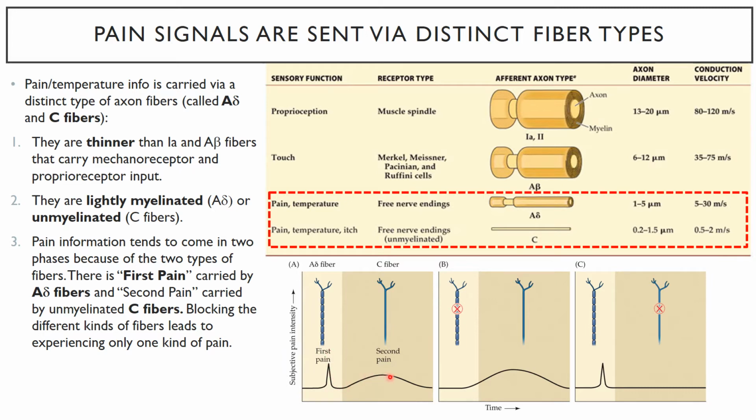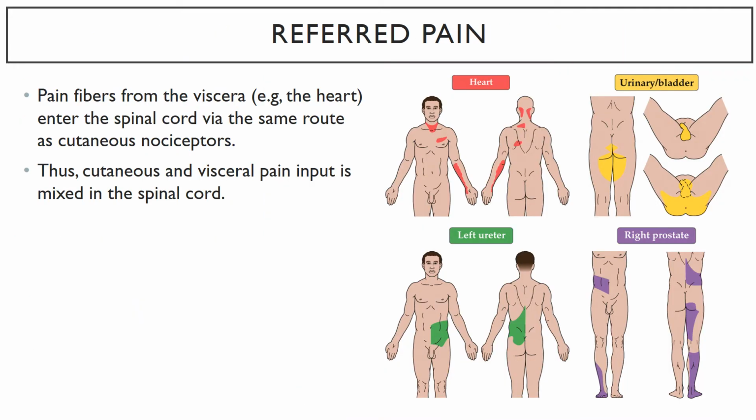Then we have second pain, which comes really within a second or two typically, but that's a pretty long time as far as nervous systems go. First pain is like 20 milliseconds in, maybe 50 milliseconds in. Second pain is like maybe half a second or even a second or even longer. These are carried by the C fibers. We know that if you knock out the alpha delta fibers, you only have second pain, or if you knock out the C fibers, you only have first pain. So we know that there are two different pain informations that are carried to the brain.